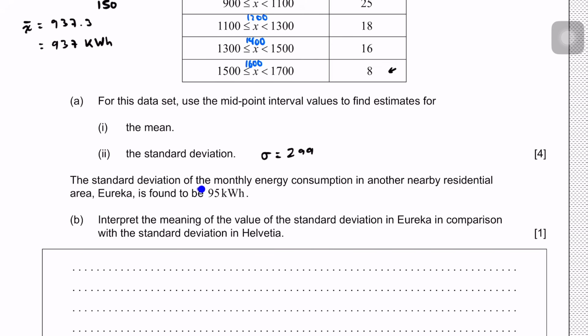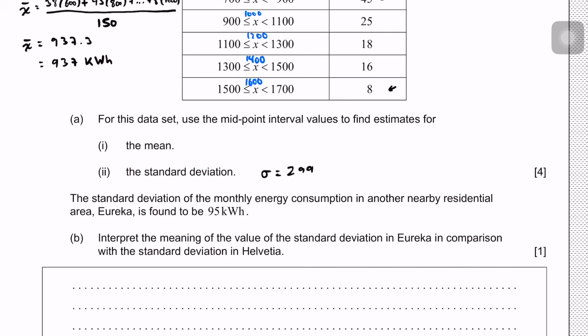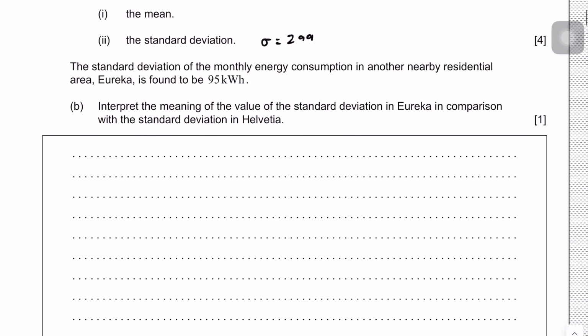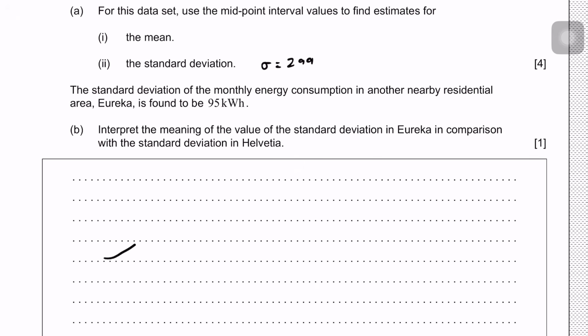The standard deviation of the monthly energy consumption in another nearby residential area, Eureka, is found to be 95 kilowatt hours. Part B, interpret the meaning of the value of the standard deviation in Eureka in comparison with standard deviation in Helvetia. So, standard deviation itself is a measure of spread. It's not necessarily the case, but if we imagine, for example, that we have a normal distribution, and one of these is Eureka, and one of these is Helvetia. So what could we say actually?